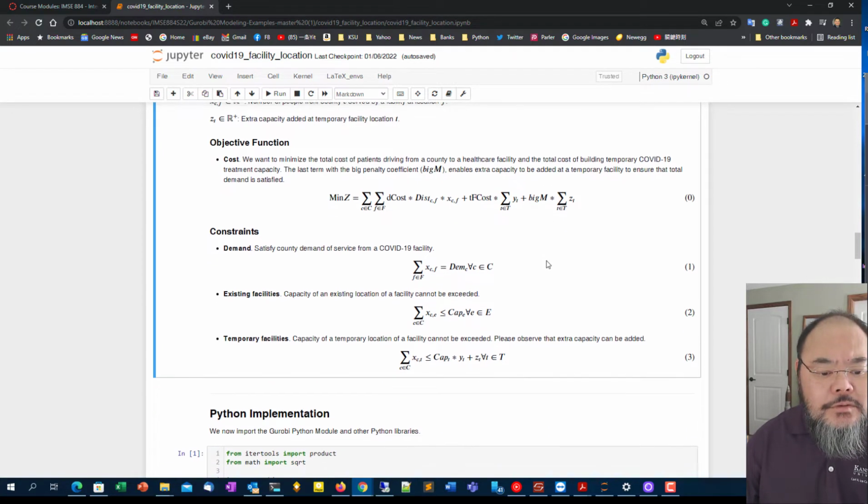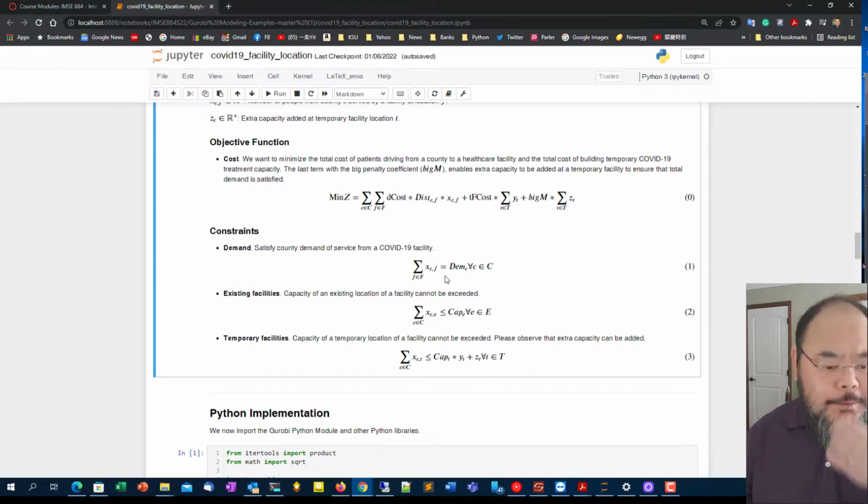We've got three types of constraints. First is the demand constraint. All the population has to be served on the county C, and for all the facilities covering that particular county. So summation over F in capital F, which is the set of facilities, and C is the county, and X is the number of people from that county served at the facility, and the right hand side is the total demand of that county.